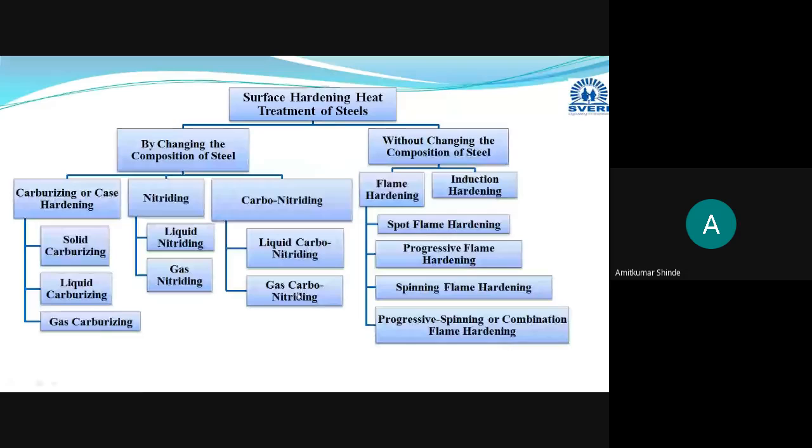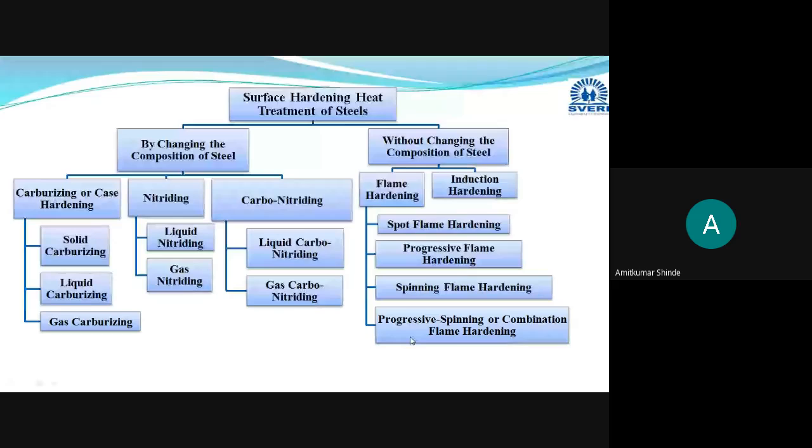And without changing the composition of the steels: flame hardening and induction hardening, and four types of flame hardening: flame hardening, progressive flame, spinning flame, and progressive spinning or combination flame hardening. This is just for your reference. We have already discussed all these processes. Okay, in this way, this chapter, heat treatment of steels, is completed.